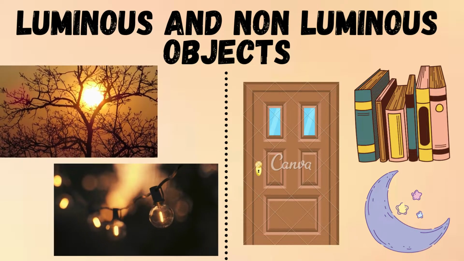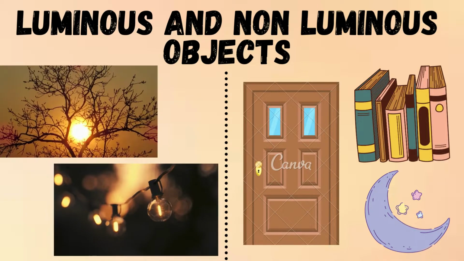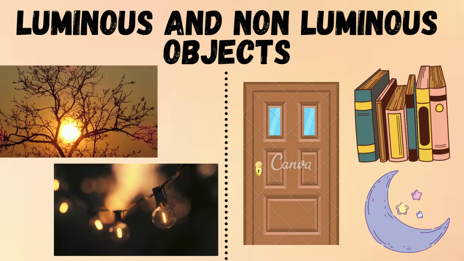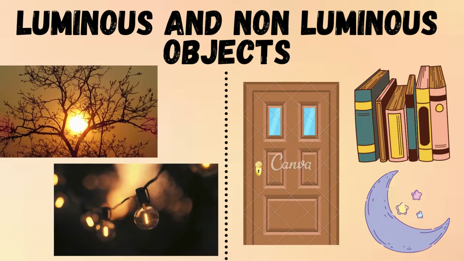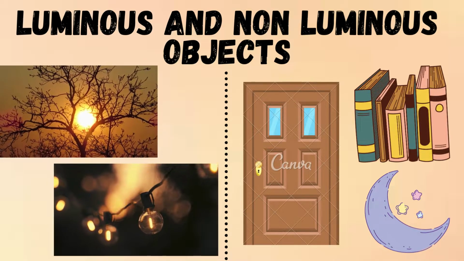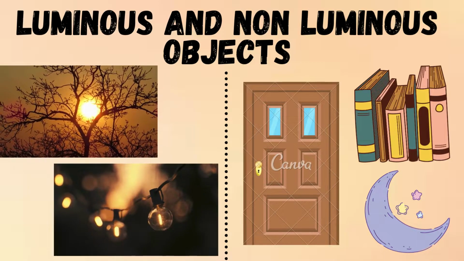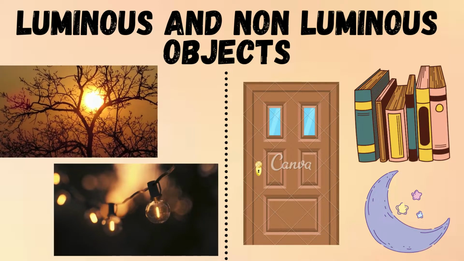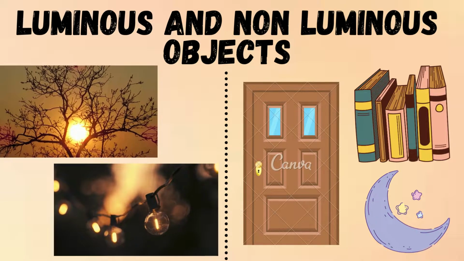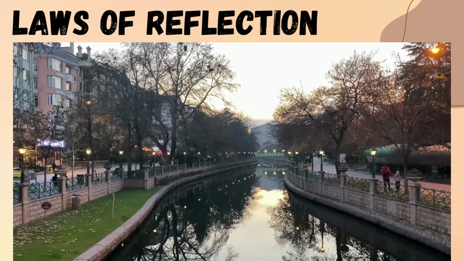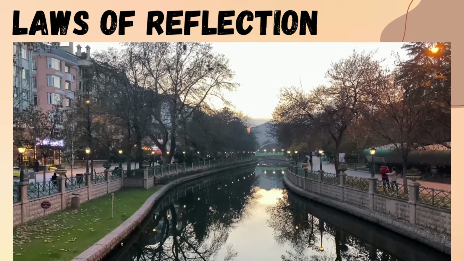But non-luminous object, क्या कभी डोर से लाइट निकलती है? क्या कभी बुक से लाइट निकलती है? Now you know that moon भी अपनी लाइट नहीं देता है. It reflects back the light of the sun. So this was what we knew about the luminous and non-luminous objects. Now let's jump to the laws of reflection. Before that, we will study what is reflection. So I hope you know what is reflection.